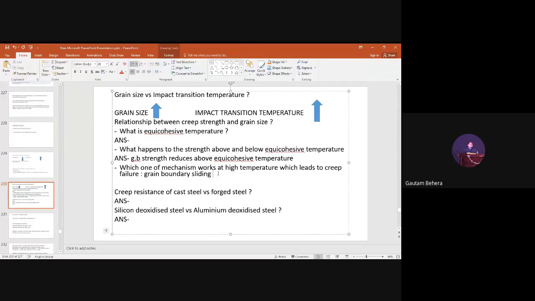And another part is, as I told, the grain boundary will slide, or grain boundary sliding will happen. If we have a coarser grain and a finer grain, in which case will grain boundary sliding be easier? Who can answer? Finer grain. Yes, finer grain will slide more. It is okay right now?